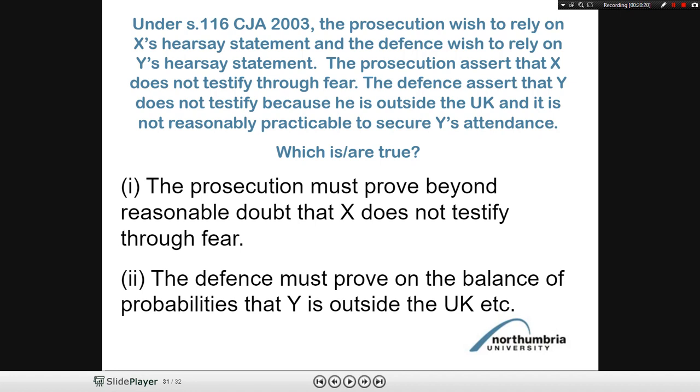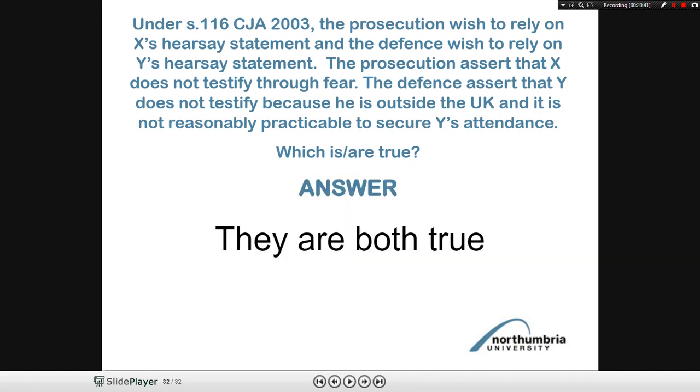Number 1, the prosecution must prove beyond a reasonable doubt that X does not testify through fear. And number 2, the defense must prove on the balance of probabilities that Y is outside the UK. So which answer is true? The answer is both are true. Okay, so we discuss any other slides now.